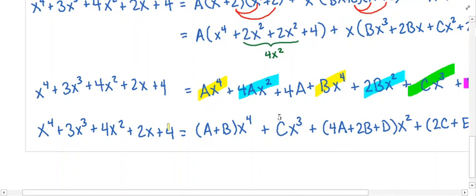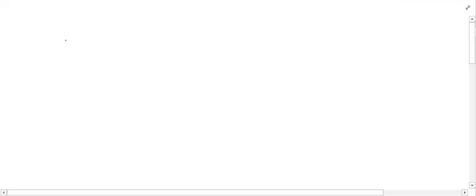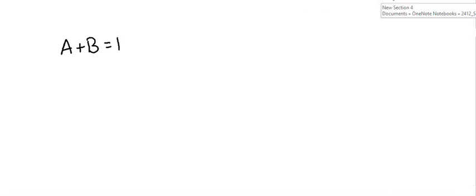Okay, when I look at this, the number in front of x to the fourth, okay, there's 1 on the left. This is really 1 times x to the fourth. That has to equal a plus b. So I'm going to start writing this on the next page. So a plus b has to be equal to 1. That's the first equation that we get.